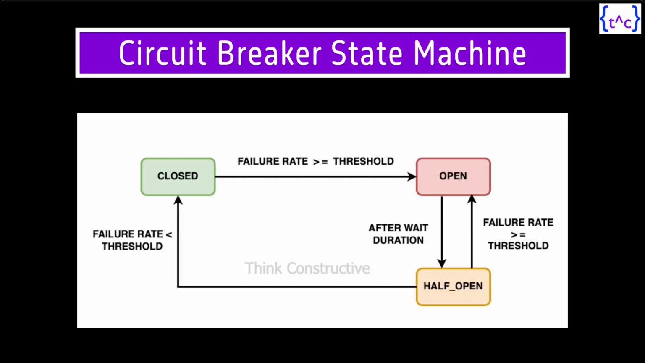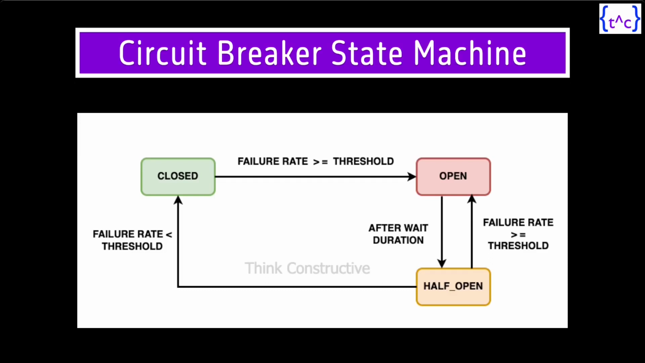Okay. Another scenario is if the service is in half open state and the service is still not back to normal, still having issues, that means whatever calls start coming to service, they will again start failing. So failure rate will start increasing again and become greater than or equal to threshold. So service will switch back from half open to open state, and again no calls will go to the service. Okay. So this is about the circuit breaker state machine.